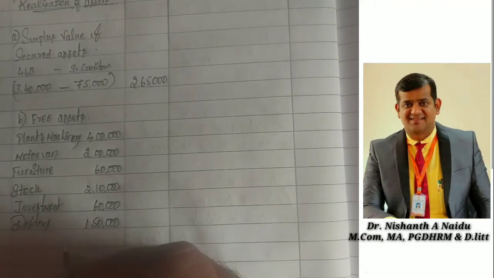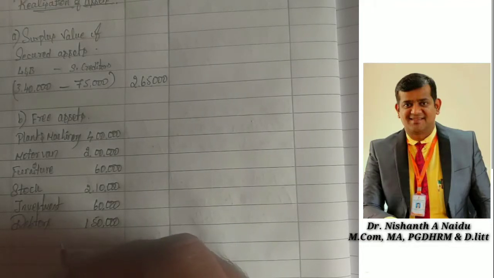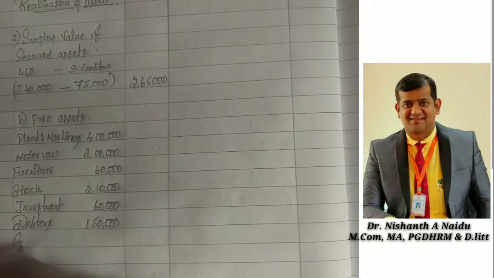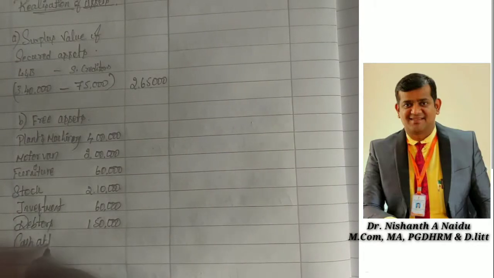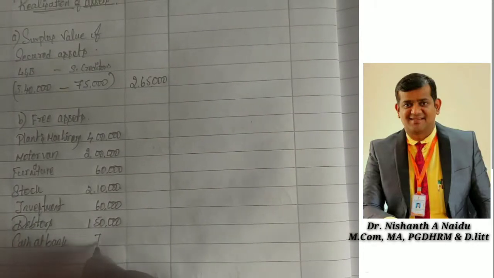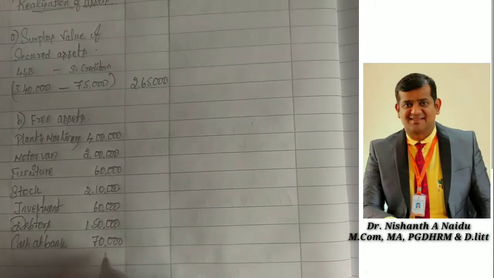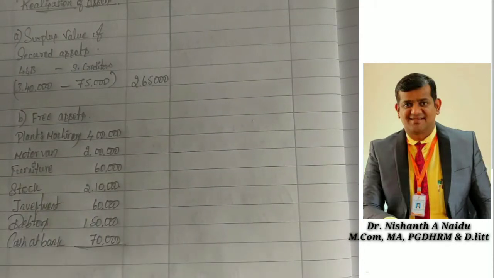Then anything else? Yeah, last balance sheet cash. So cash at the bank, how much? Cash at bank 70,000 rupees. So I've taken all the assets including cash.